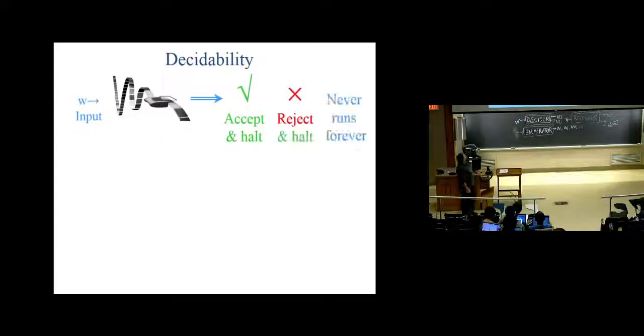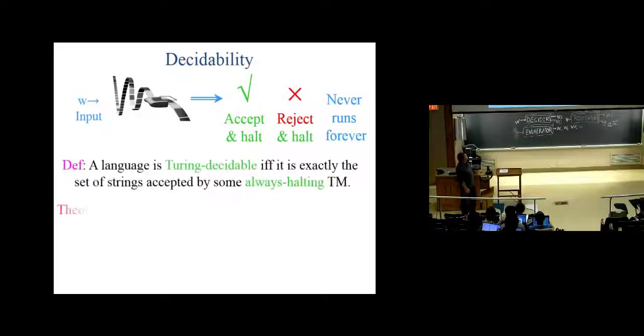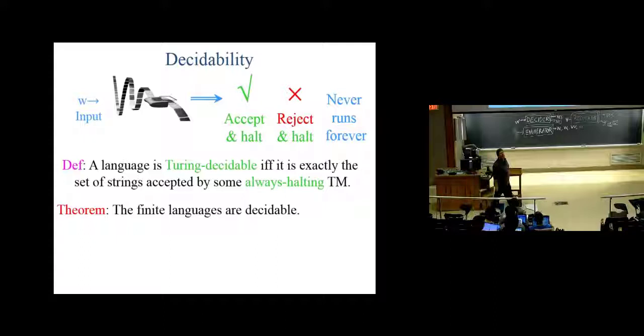So we said decidability means you never run forever. You must say yes or no, always in finite time. So new theorem, the finite languages are decidable. Who could prove that? It's easy to prove, so it's a hint. It's a one-sentence proof, really. The finite languages are decidable. How would you prove that?